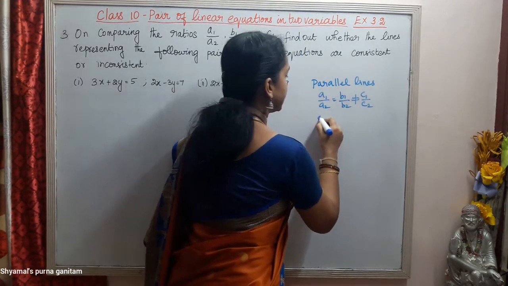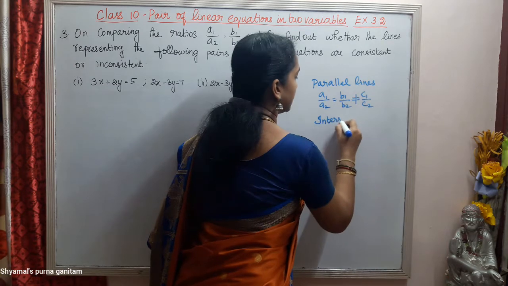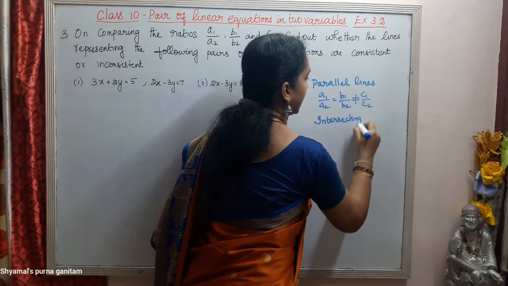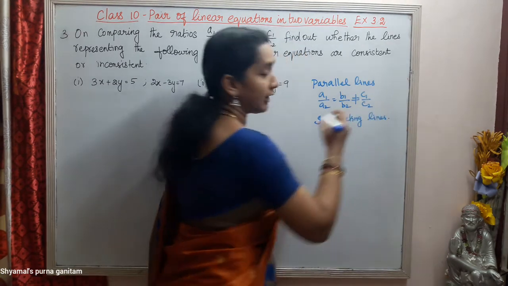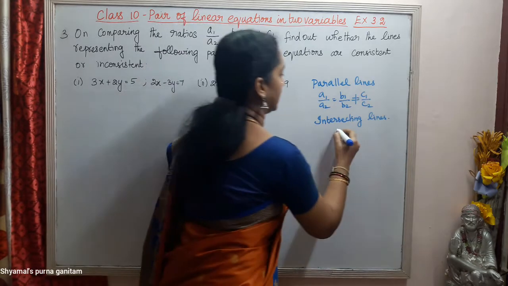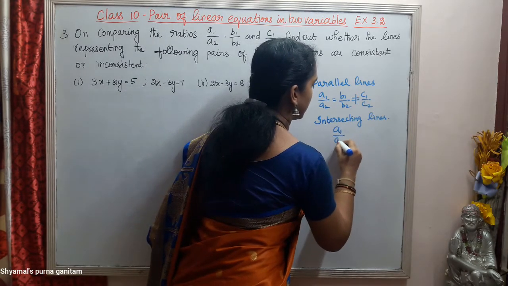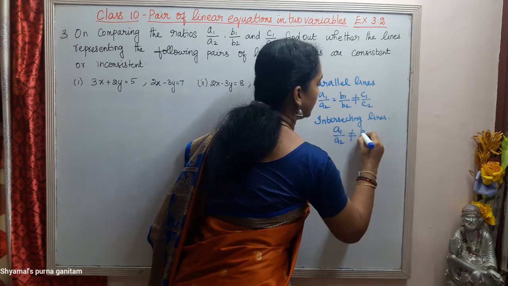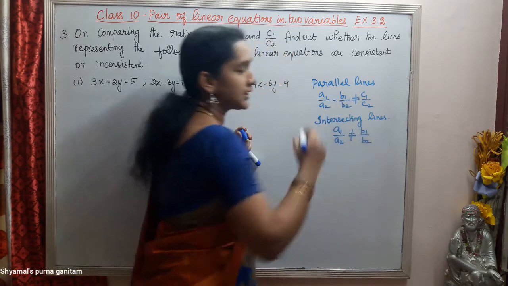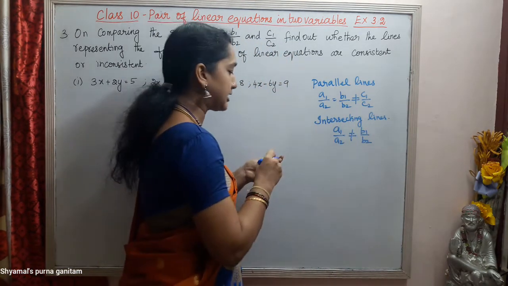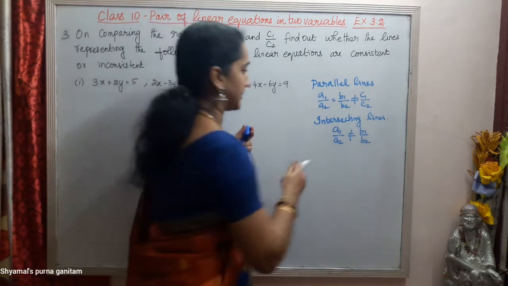Then the condition for intersecting lines is that they will have a unique solution, only one solution. For that, A1 by A2 is not equal to B1 by B2. So this is intersecting lines. Then the next one is coincident lines.